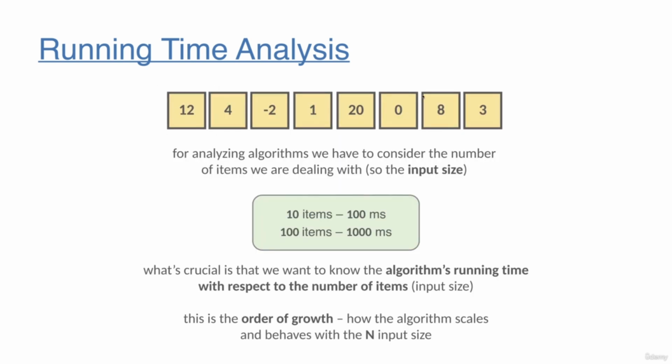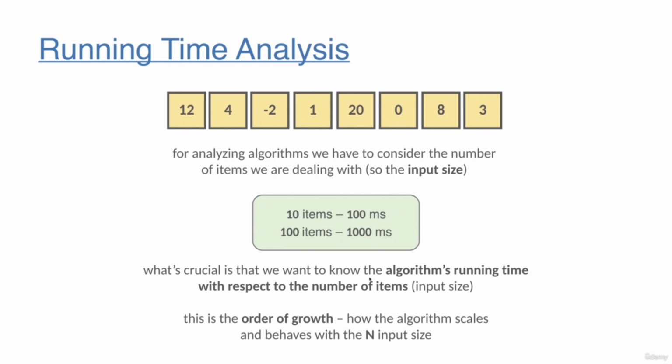So for example, we have a one-dimensional array of integers and we want to construct an algorithm that's going to sort these integers. So we have 12, 4, -2, 1, 20, 0, 8 and 3, and of course the result of the algorithm is going to be the sorted order. For analyzing algorithms, we have to consider the number of items we are dealing with. This is the input size. In this case, we have 1, 2, 3, 4, 5, 6, 7, 8 items, so the input size is equal to 8. And of course, we can measure the running time of the algorithm in milliseconds. For example, if we have a one-dimensional array with 10 random integers, then the sorting procedure takes 100 milliseconds. For example, we measure the running time of the algorithm when the underlying one-dimensional array contains 100 items, and we come to the conclusion that the algorithm takes 1000 milliseconds to finish.